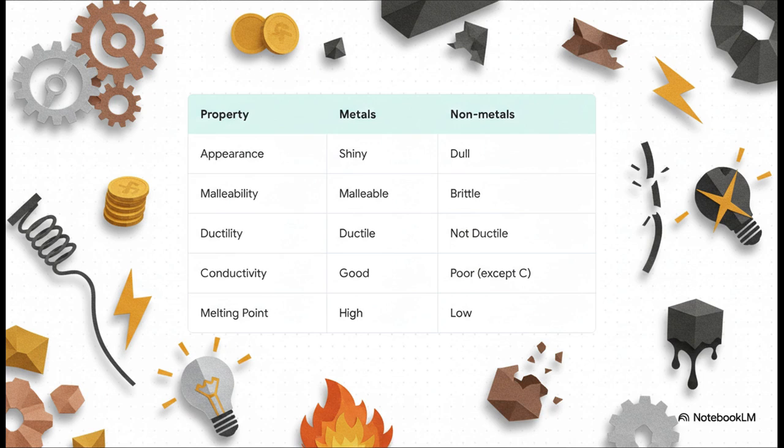That's what malleable means. You can stretch them into wires. That's ductile. And of course, they're great conductors of heat and electricity. Nonmetals, on the other hand, are pretty much the total opposite. They're dull, they're brittle so they break easily, and they're terrible conductors. You really need to know these properties, so maybe pause here and take a good look.